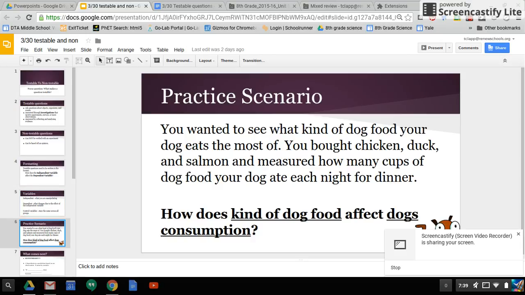So let's look at this practice idea. You want to see what kind of dog food your dog eats the most of. You bought chicken, duck, and salmon and measured how many cups of dog food your dog ate each night after dinner. So our testable question might be, how does the kind of dog food affect the dog's consumption?